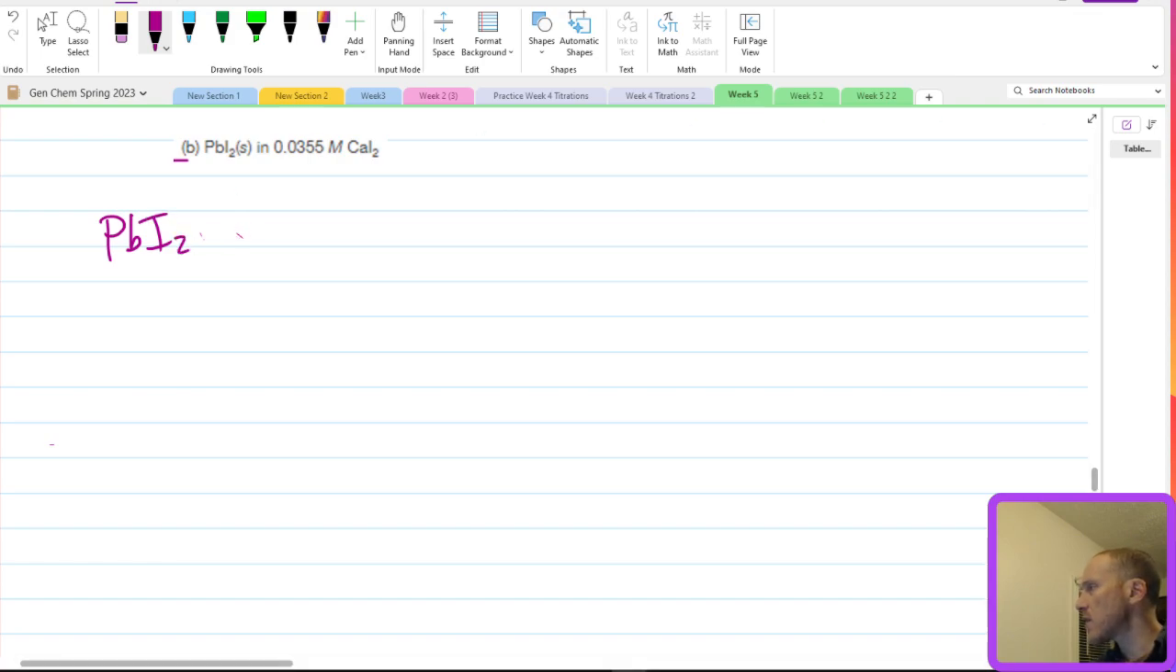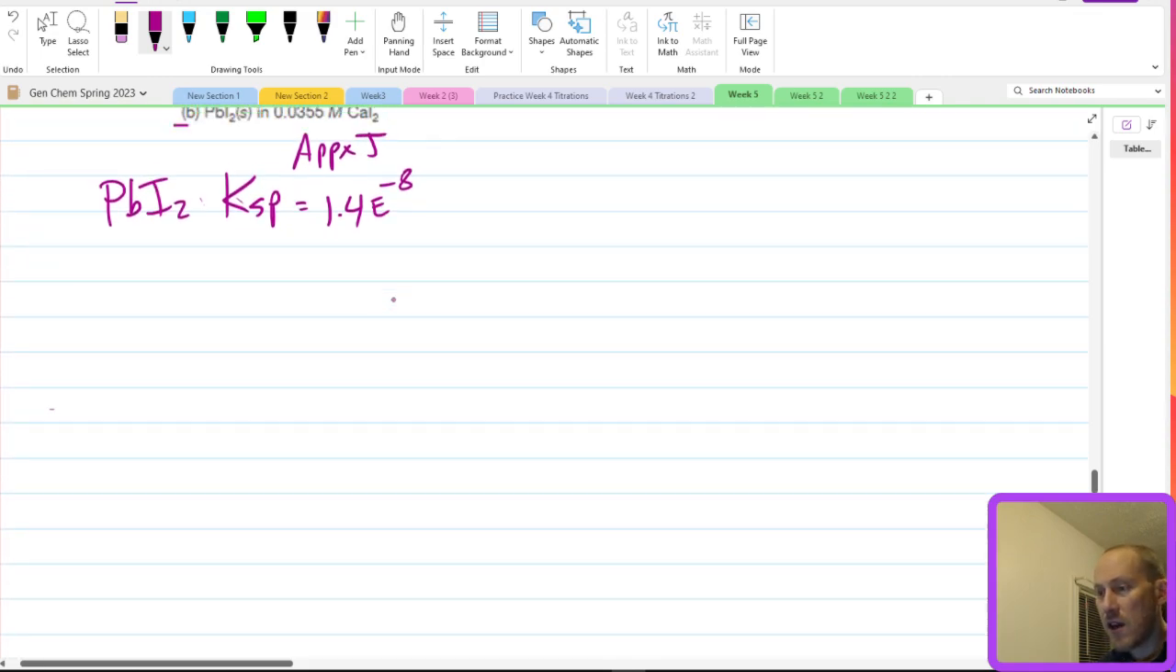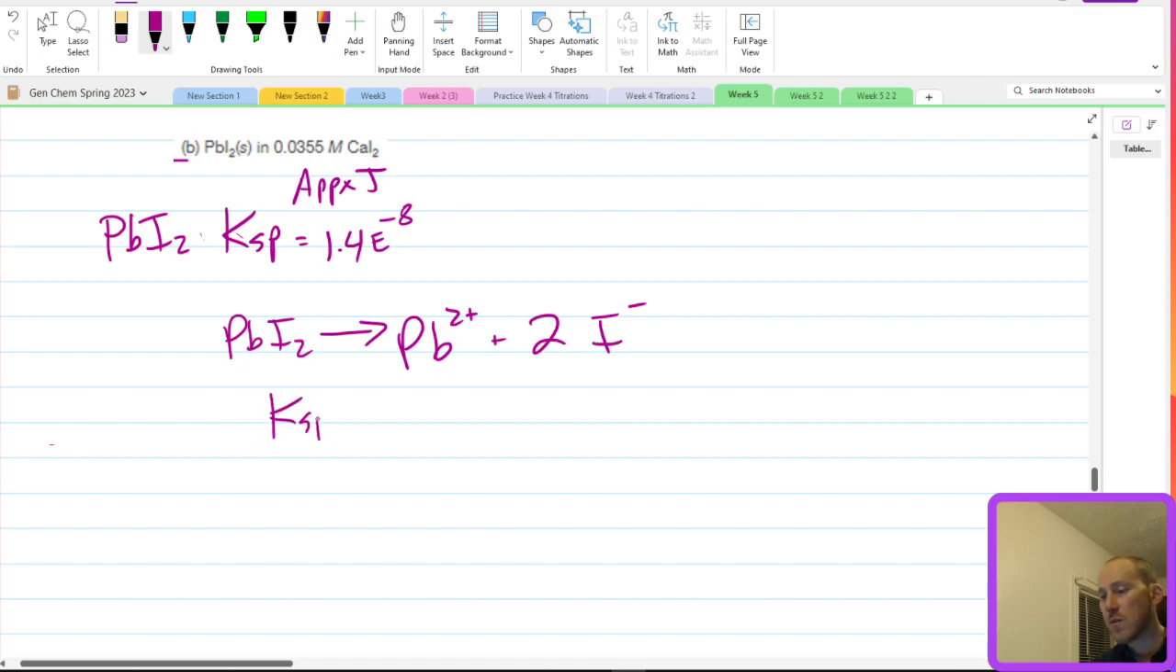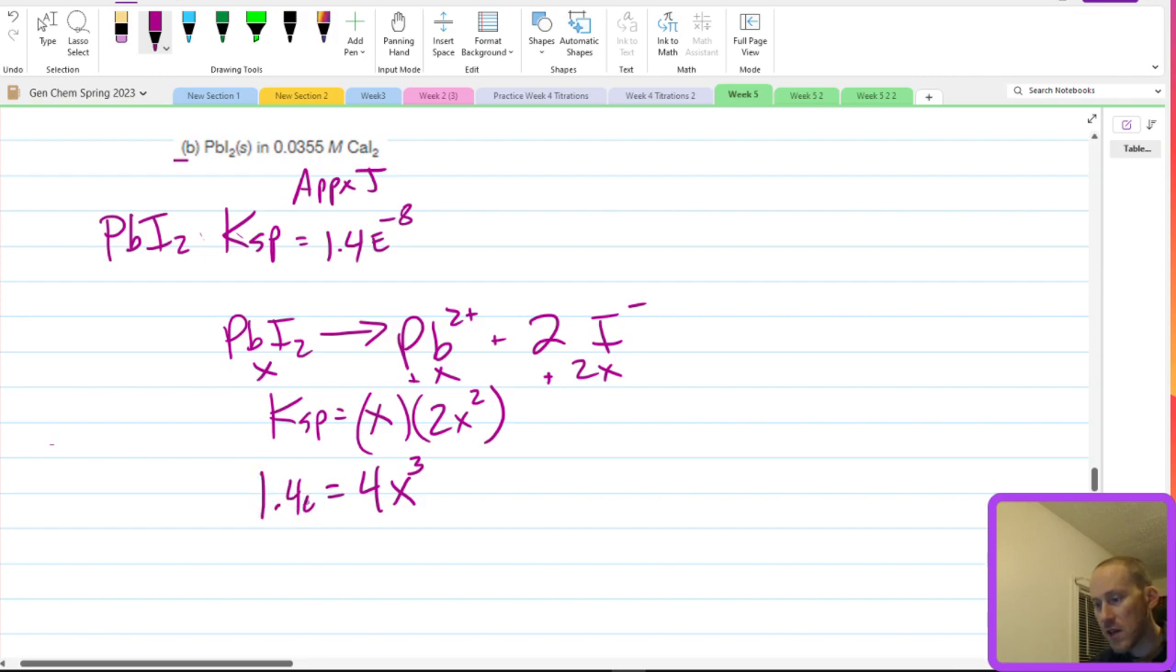I have looked up the Ksp of this in Appendix J, and it is 1.4 times 10 to the -8. And I'm going to hope you trust that we can ignore or neglect that number like last time. And this, of course, leads to 2 iodides, right? Not very soluble if you think about the table that we just looked at, but that means that our Ksp expression is going to be, if we lose x here, x, 2x, we gain. Our Ksp expression is going to be x times 2x squared, which is going to work out to 4x cubed, like we saw earlier, and 1.4 times 10 to the -8.